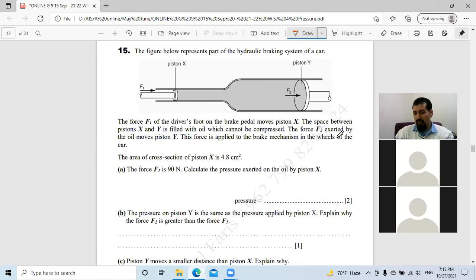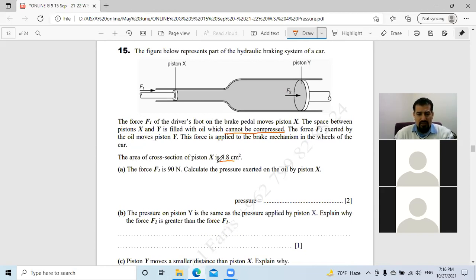But you would need maybe 5 or 10 men to stop the car by their own bodies, while one small kid with only his foot can stop it, because there is a hydraulic system here. The space between piston X and piston Y is filled with oil that cannot be compressed, so we can use the formula. The force F2 exerted by the oil moves piston Y. This force applies the brake mechanism on the wheels of the car.